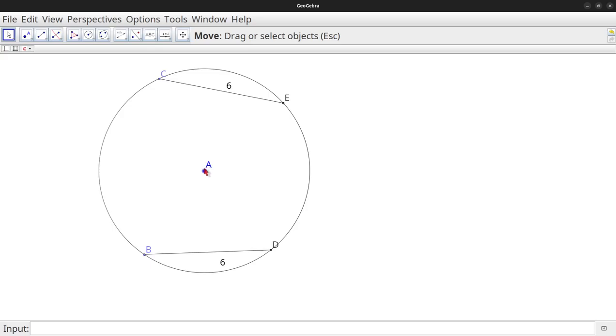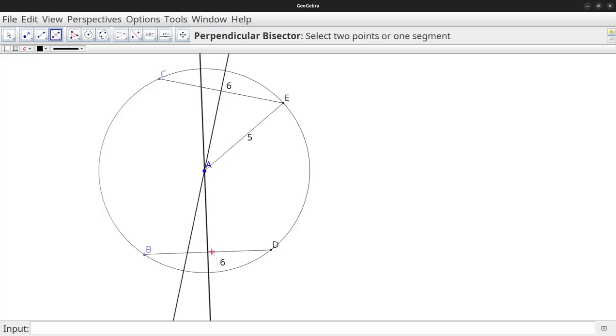In our case, the length of the radius of this circle is 5 units. We can measure that. This is 5 units. So if the radius in this circle is 5 units, what will be the distance of this chord from the center? So let's check.